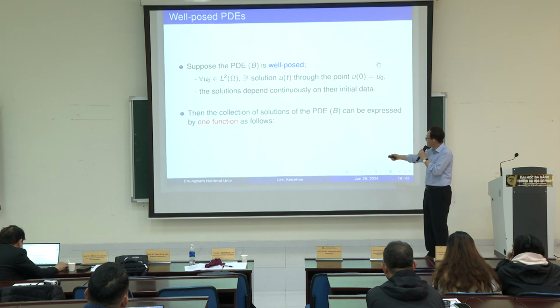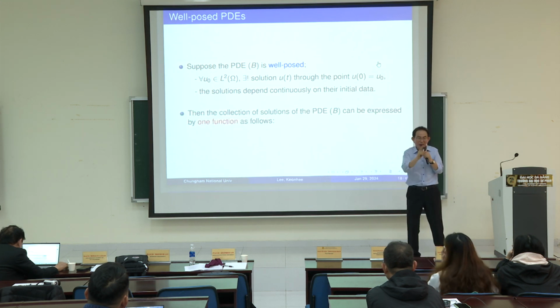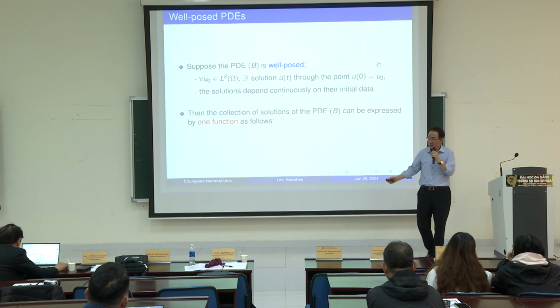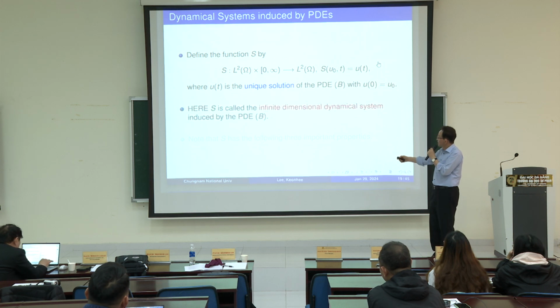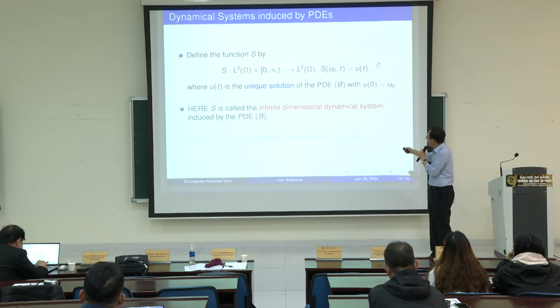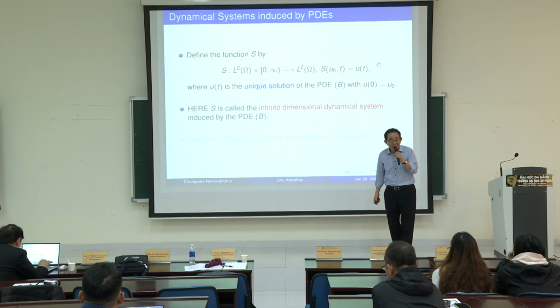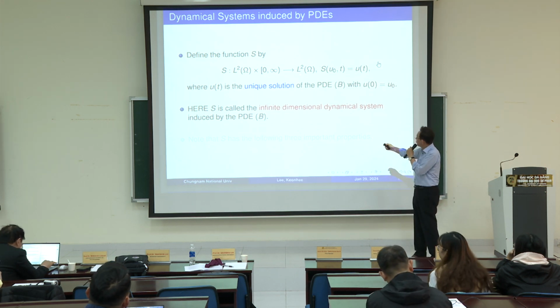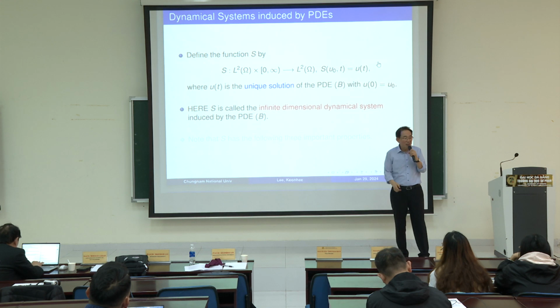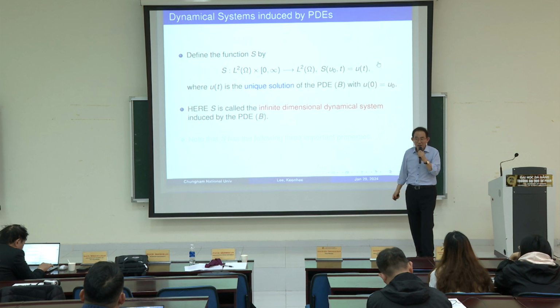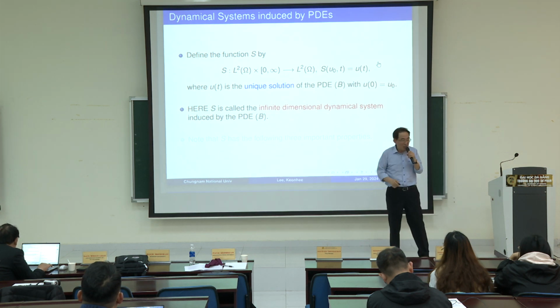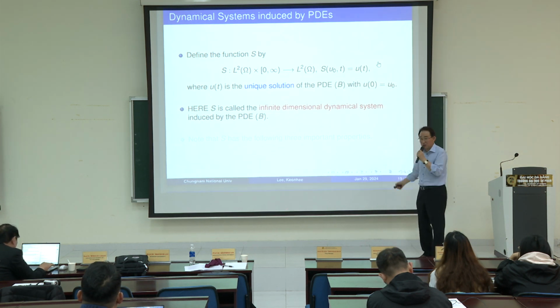Then the collection of the solutions of PD can be expressed by one function. Same idea, not different. This way, this is Sobolev space, L2 space, the defined function, unique solution. Here, S is called an infinite dimensional dynamical system. To distinguish, why infinite dimension? Because L2 omega is an infinite dimensional Banach space. Dimension is infinite. So usually, the dynamical system induced by the PD is called the infinite dimensional dynamical systems.